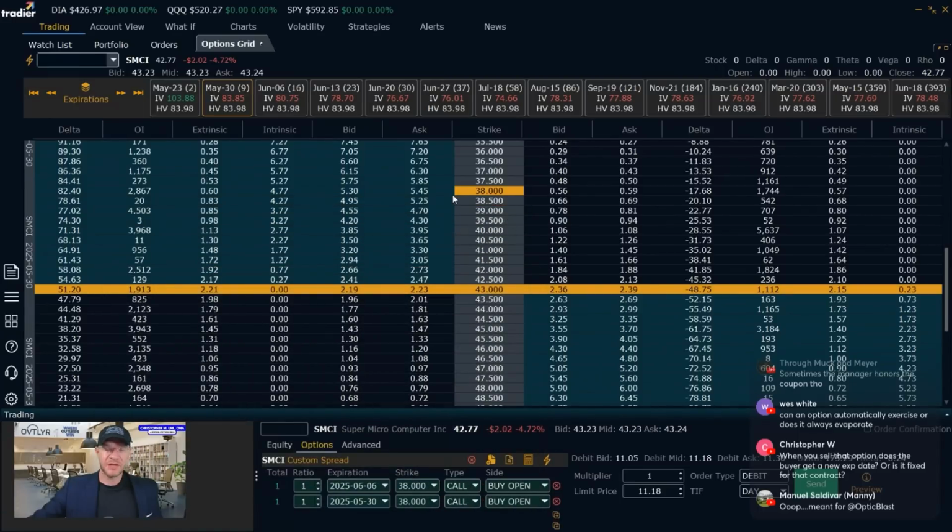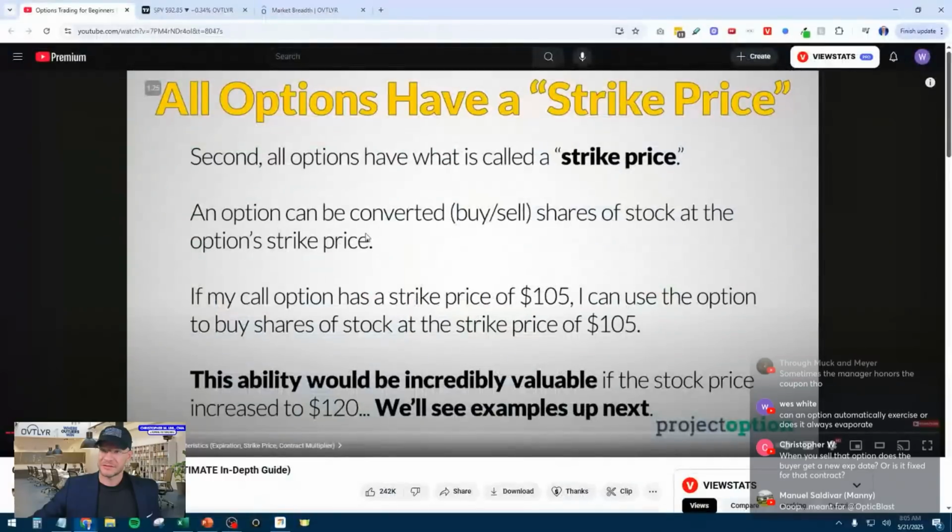So it is giving you the choice to buy the stock at a lower price. I can do so at the option strike price of $105. So this is really important, and it doesn't have to make sense right now, but basically an option's entire valuation or price is based on the fact that it has the ability to be converted into shares of stock at its strike price. So we'll go through a bunch of examples, so don't worry if this doesn't make sense quite yet.